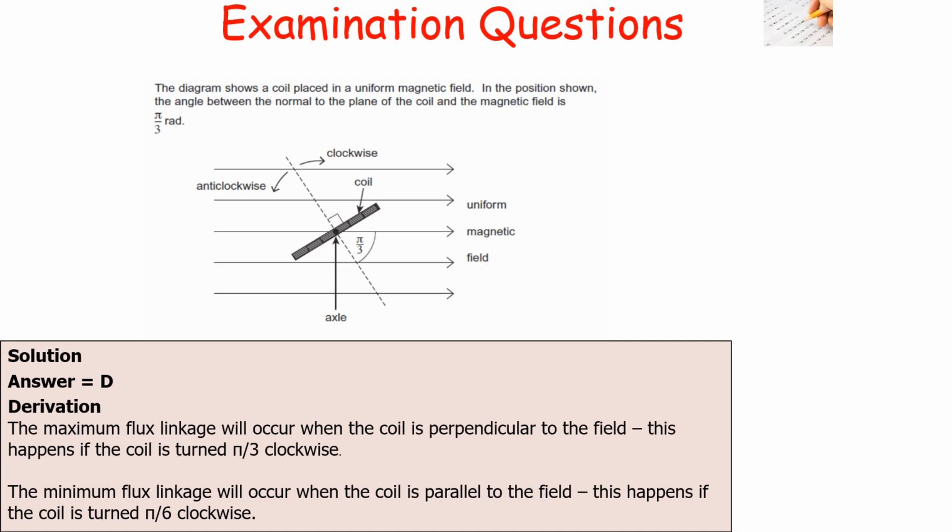cutting through as many field lines as possible, occurs when the coil is perpendicular to the field. So this happens if the coil from the diagram is turned pi over 3 radians clockwise, whilst the minimum flux linkage will occur when the coil is parallel to the field, because you have fewer field lines cutting through your conductor, which happens if the coil is turned pi over 6 clockwise from that particular position shown on the screen.